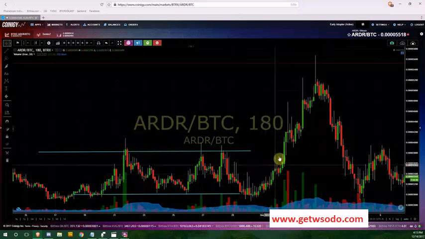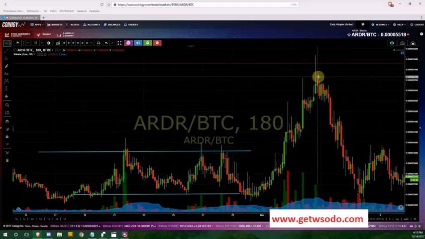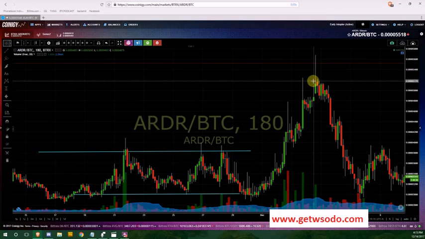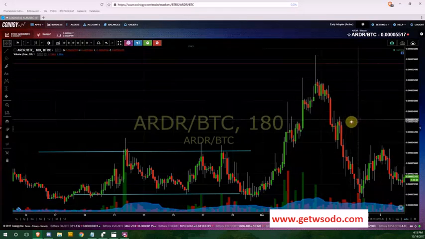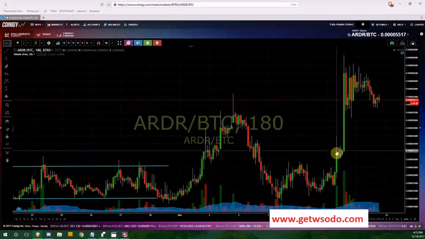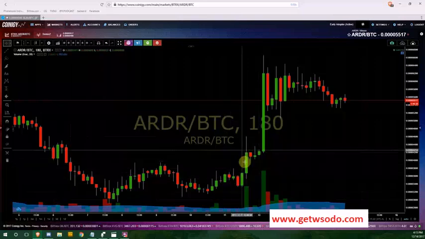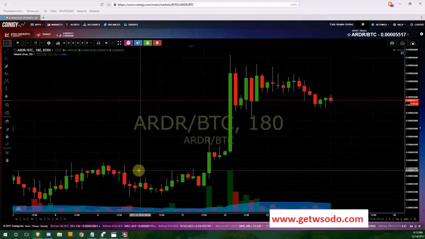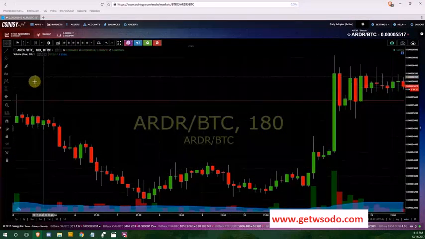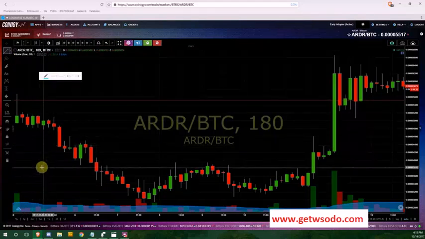Now the next time Ardor tried to break through this range, it actually broke out. And this is where Ardor actually got our attention. And we waited for a pullback, and it actually pulled all the way back down. But on the way back up, it was in a range once again. We have three touches.